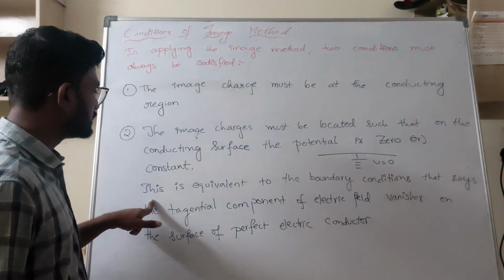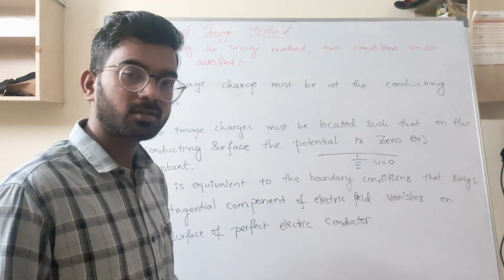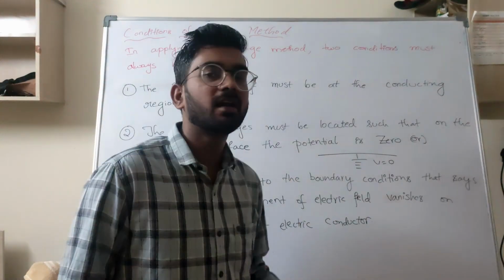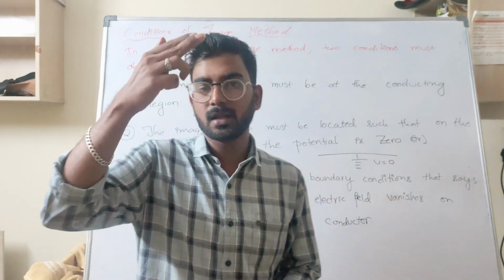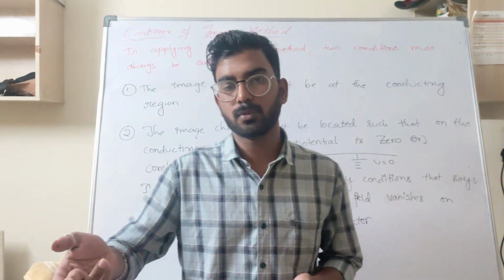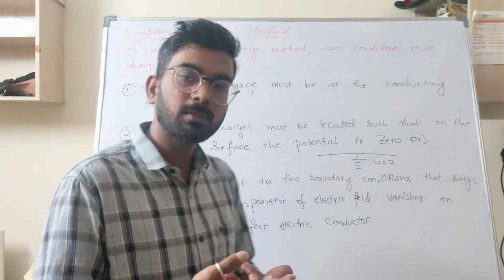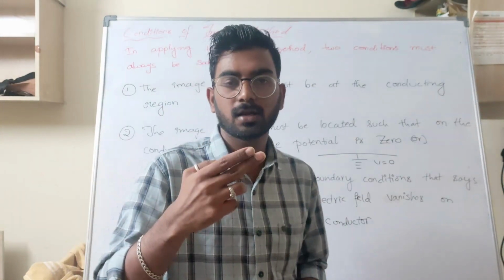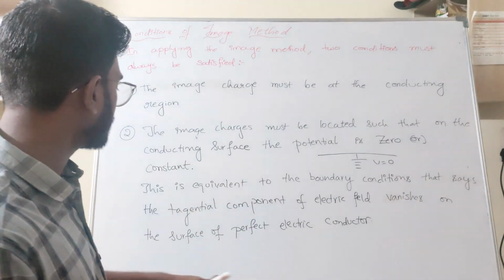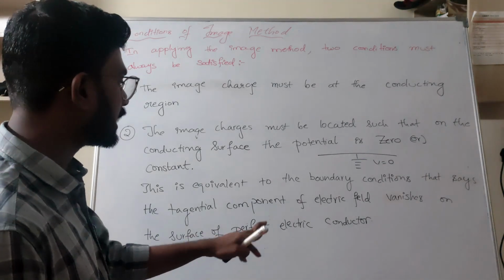And also this is equivalent to the boundary condition that says the tangential component vanishes. Generally there are two components. One is the normal component, which is perpendicular, and another one is the tangential component. Tangential component means the parallel component. The tangential component vanishes on the surface of a perfect electric conductor.